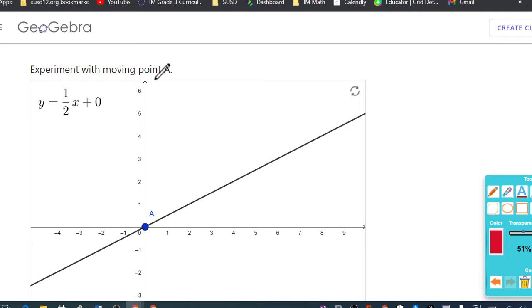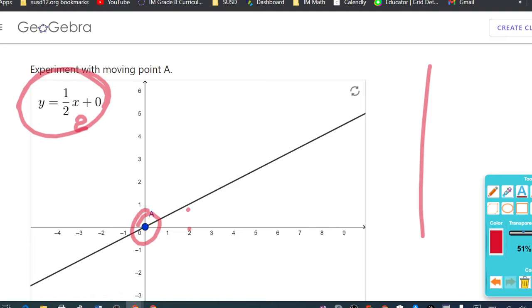Experiment with moving point A. Now this is a really cool part of GeoGebra, that you can move things around and they'll tell you the equation. So here, when point A is right at the origin, point (0, 0), the equation of this line is y equals 1/2 x. For example, when x equals 2, you put in 2 here, 1/2 of 2, that is 1.